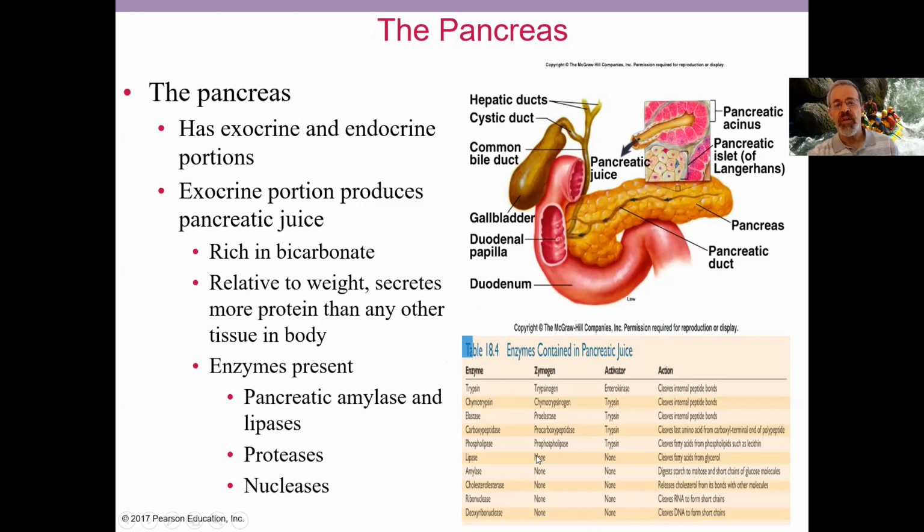This is a list of all the different enzymes the pancreas produces. If we were to compartmentalize them, there are enzymes that break down starches, which would be amylase, so it's a continuation of what happened in the oral cavity. Enzymes that break down fats are lipases, enzymes that break down proteins are proteases, and then we have enzymes that break down DNA or RNA. Those are nucleases. So a lot of enzymes. And of course, bicarbonate is produced because that helps to buffer the environment, which helps to activate these enzymes.